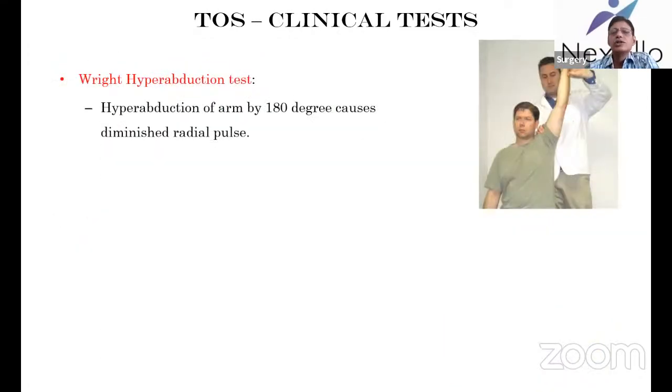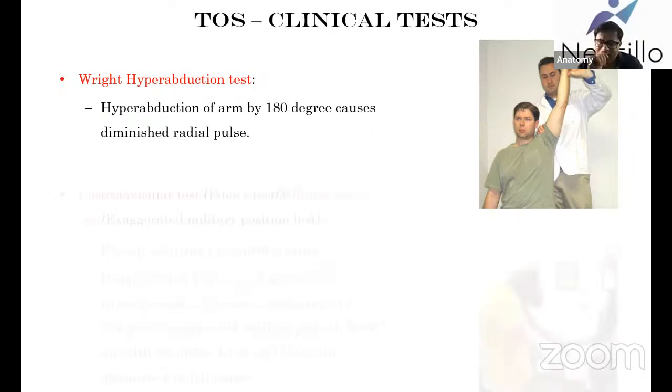Another test which is done here is known as Wright's hyperabduction test, where the patient's arm is abducted 180 degrees like this. There is stretching over here. If it is present, then we will have a weakness in the radial pulse, right?